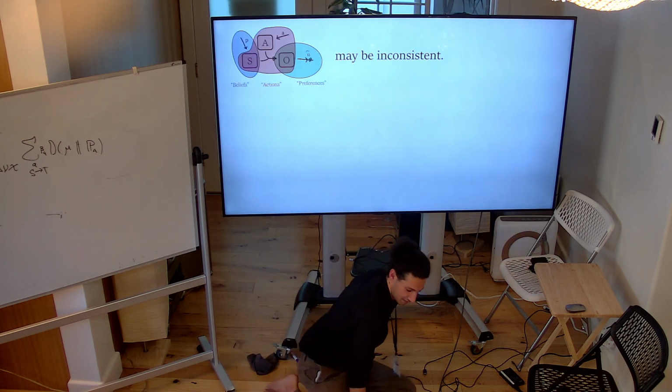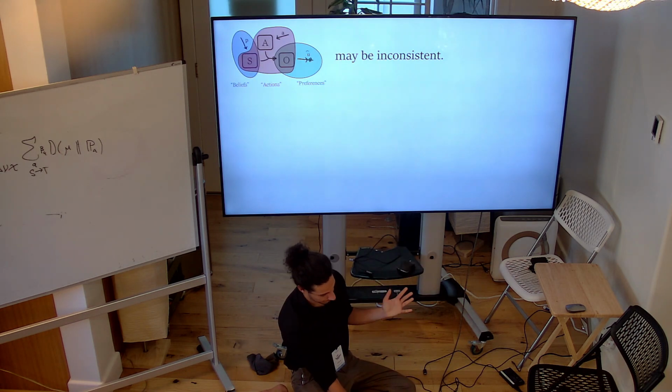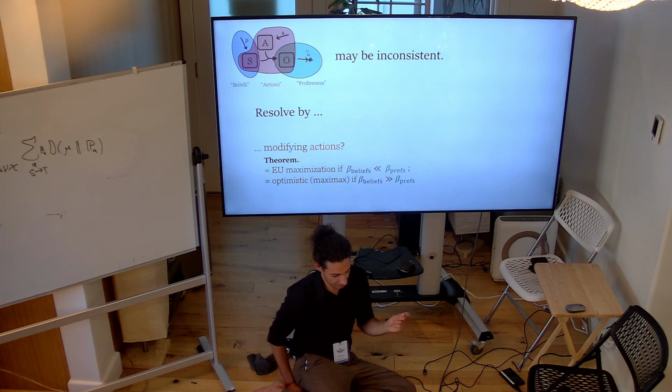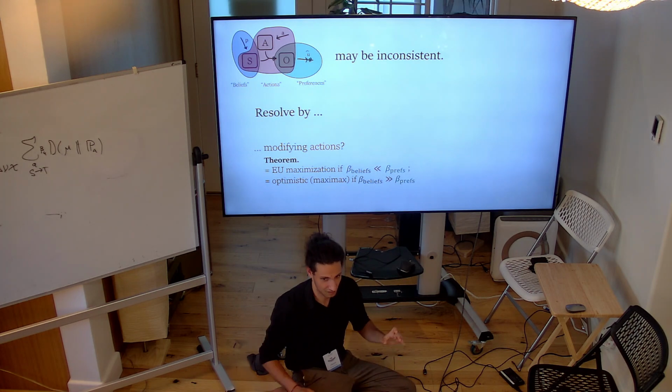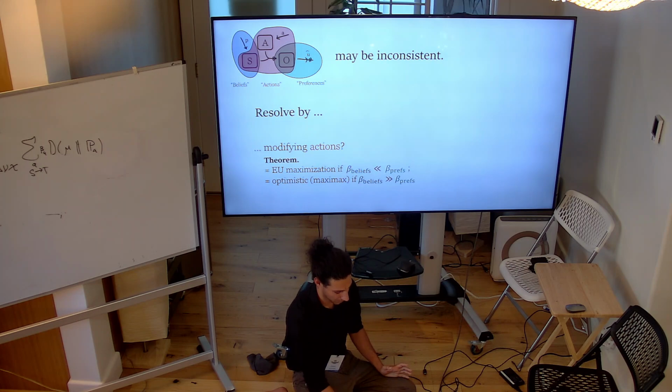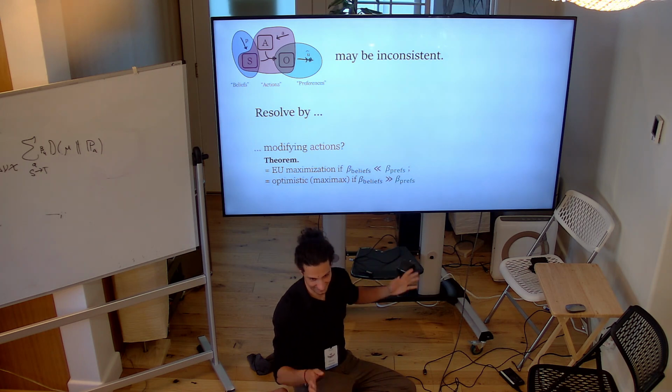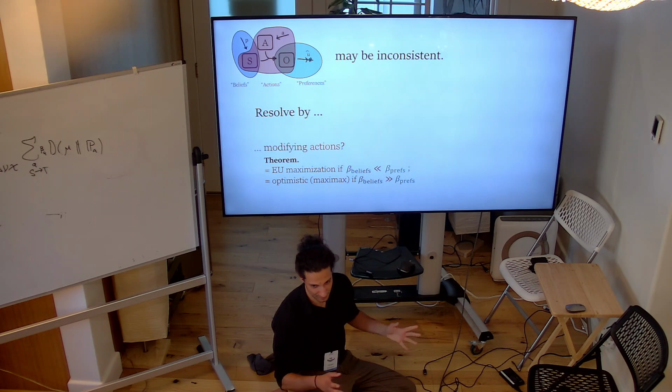Typically, there will be an inconsistency, and you can resolve it in three ways. You could modify your actions, which is the standard thing, and it turns out that if you have much higher confidence in your beliefs than in your preferences, this is just expected utility maximization. If you have really high confidence in your preferences and you don't really take your beliefs very strongly, this is just wishful optimistic thinking, where you take whatever action would be the best in the best case scenario.